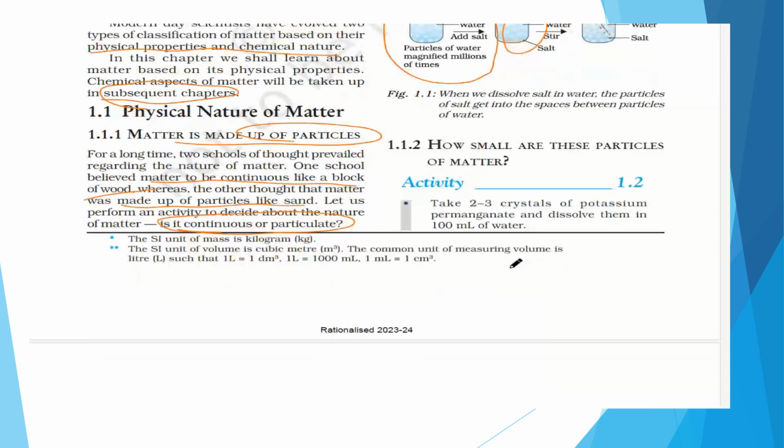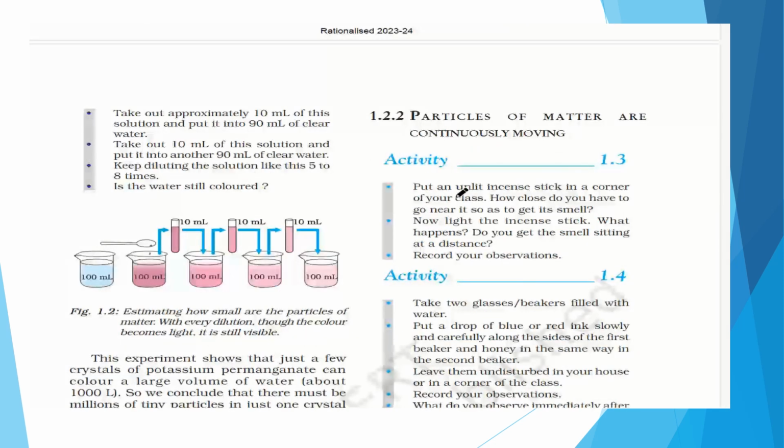Again we should perform an experiment to know how small these particles are. So we are taking only 2 to 3 crystals of potassium permanganate and dissolving them in 100 ml of water. You are seeing that this is 100 ml of water. We are taking out 10 ml of water from that beaker and again diluting 10 ml of clear solution to make this again 100.